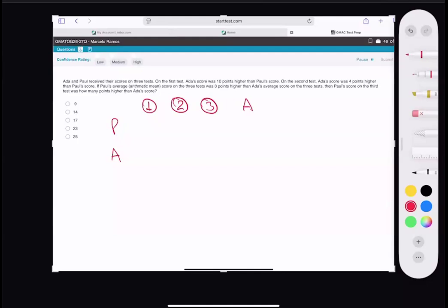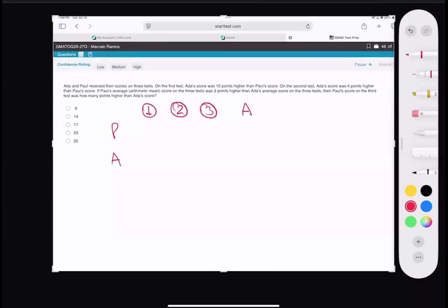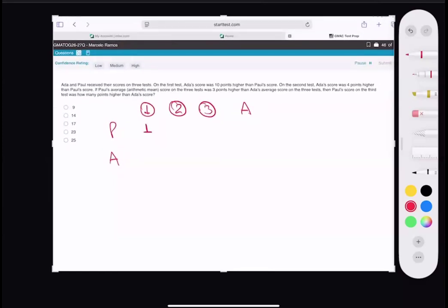Ada and Paul received their scores on the 3 tests. On the first test, Ada's score was 10 points higher than Paul. So I go 1 for Paul. He took 1 in the first test. So Ada got 11. 10 more. Okay? On the second test, Ada scored 4 points higher. So Paul scored 1 again and Ada 5.